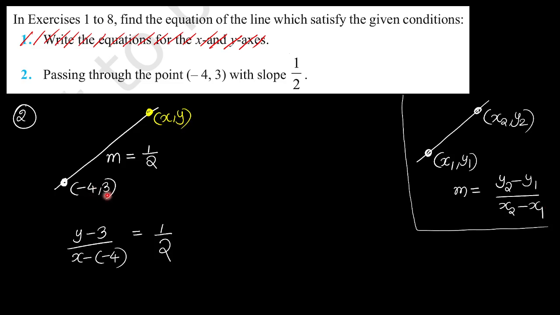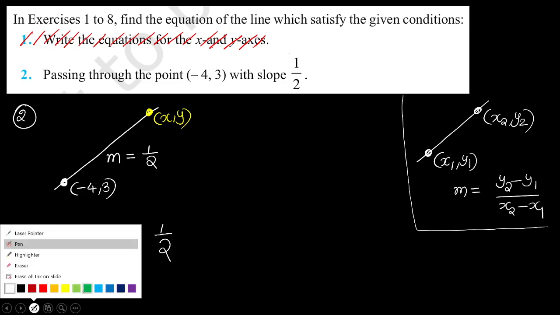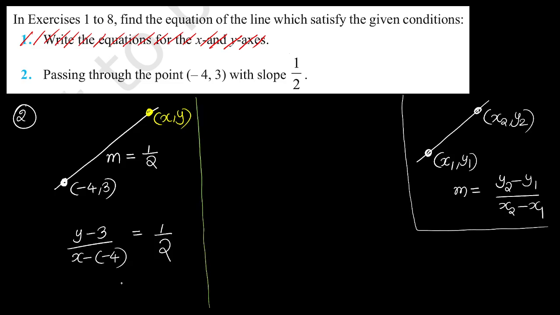So this is the first point and this is the second point. We assume the point x comma y. So y2 minus y1 will be y minus 3. x2 minus x1 will be x minus of minus 4. Slope is equal to 1 by 2. Everyone is okay, clear? Yes, sir. So just do the cross multiplication. Let me write some extra step. Okay. y minus 3 by x plus 4, the denominator is x plus 4, right? Equal to 1 by 2.